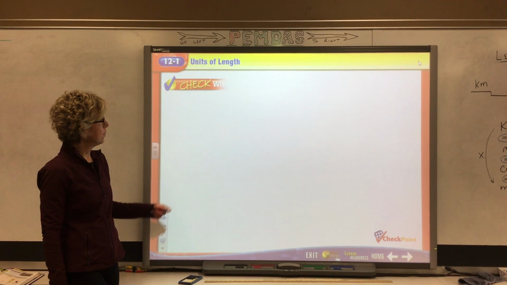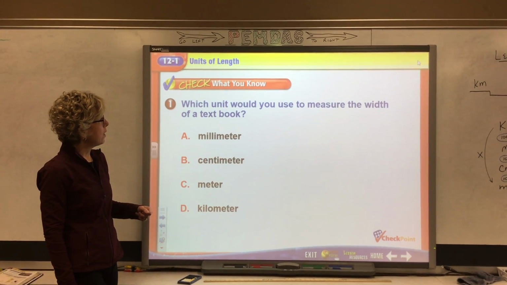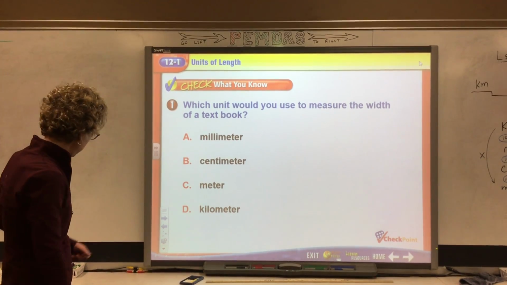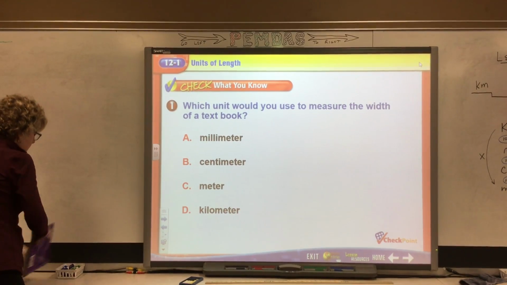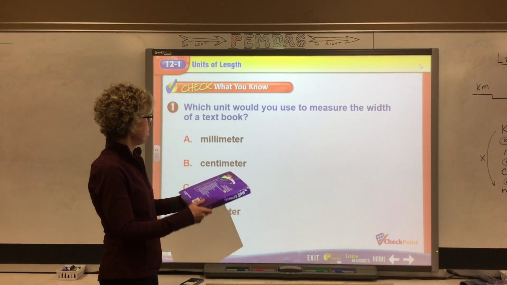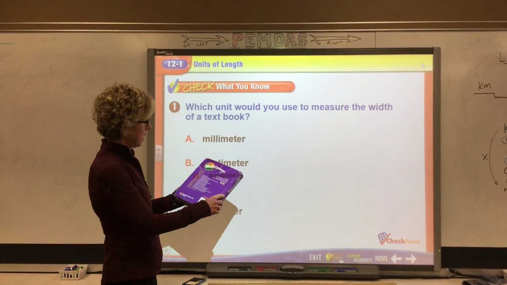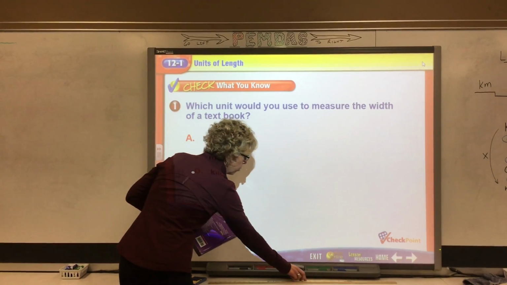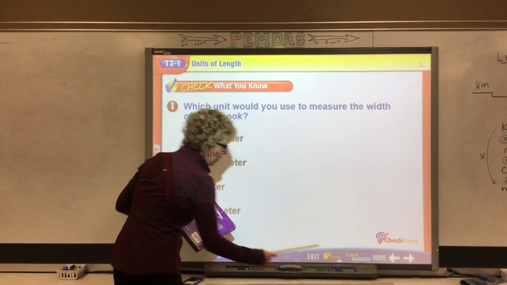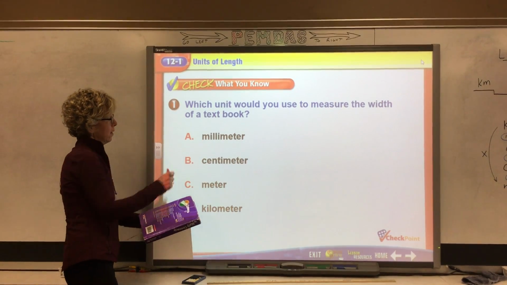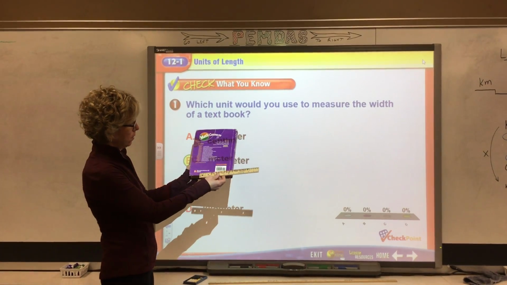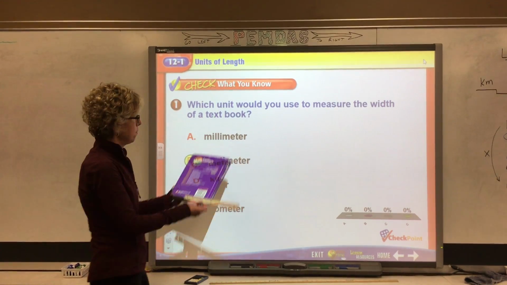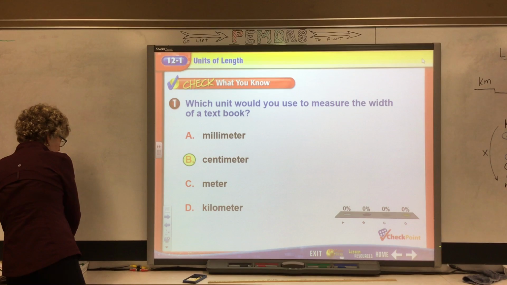When we're thinking about measuring the width of a textbook, if I was going to take my math textbook and measure the width of it, this would be the length and this would be the width, you would probably use centimeters. And you could say, yep, this is about 22 centimeters. That would be an appropriate unit of measure.